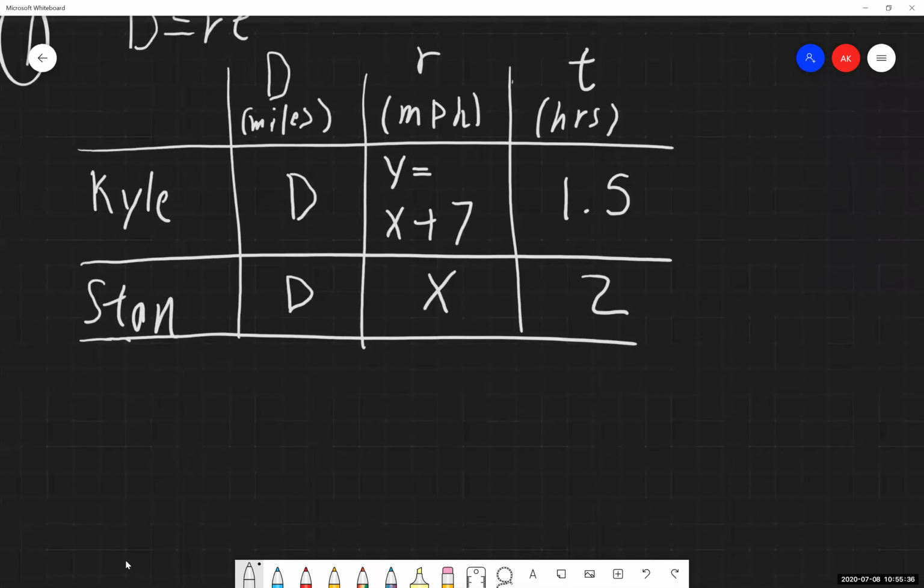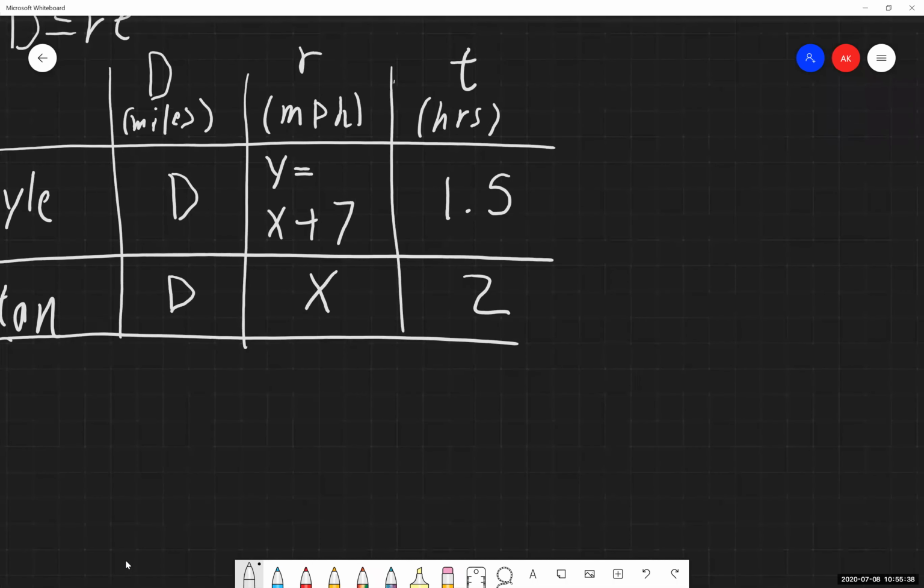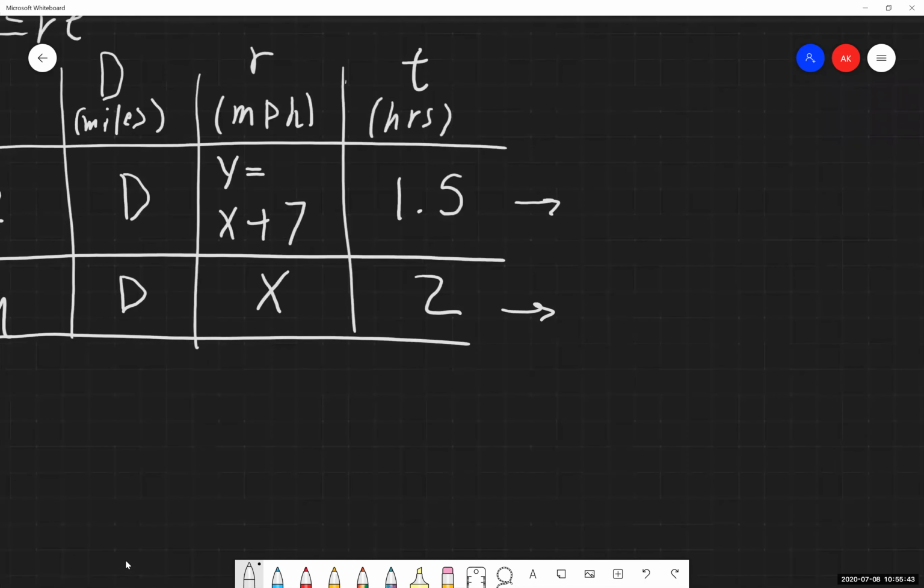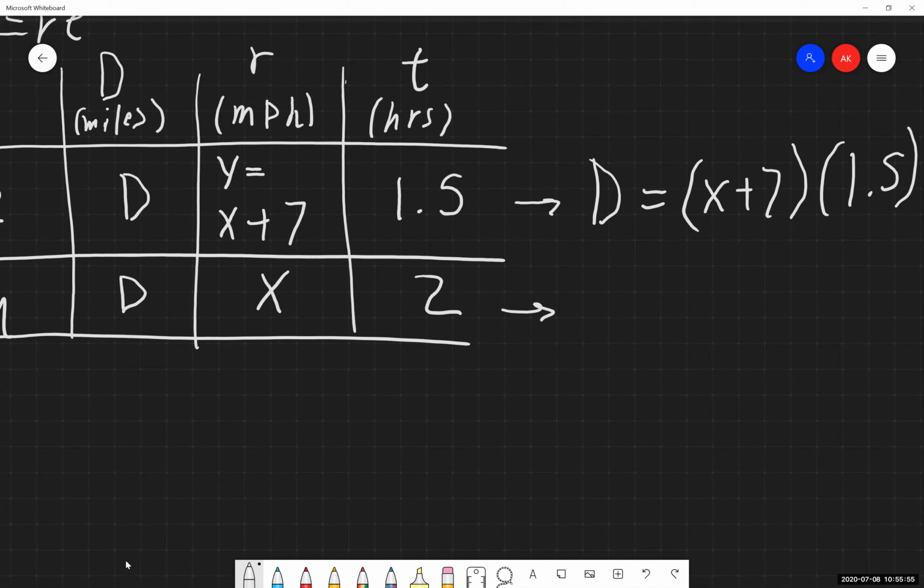So now we can rewrite these things off to the side for ourselves as equations. I'm just going to fill in what I've been given using that general DIRT equation. So distance is equal to x plus 7 times 1.5. Distance is equal to x times 2.